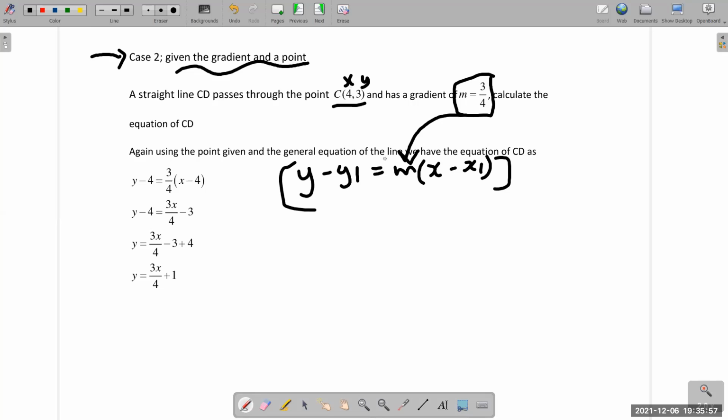So all we needed to do is use our general equation, substitute m, boom, substitute our x and our y. And we know x is 4. You see, that's why they put it here. And y is 3. That's why they put it. Where did they put it? They made a mistake. Anybody see the mistake they make? What's the mistake they made here, guys?